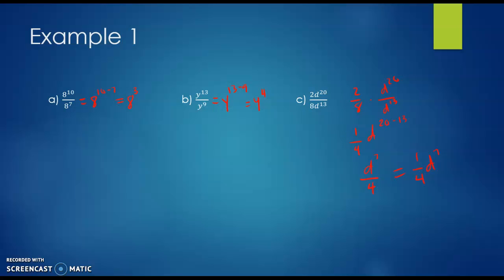And that's how the quotient rule works. In the next video, we're going to talk about power of a quotient. See you there.